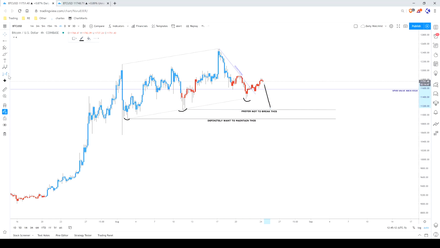Let's talk about time here. We've been in this structure. If the low is in, we've been in this structure for 20 days. If it's not, we're looking at least 23 days, 24 days. That's a pretty solid time for a continuation structure to the upside.